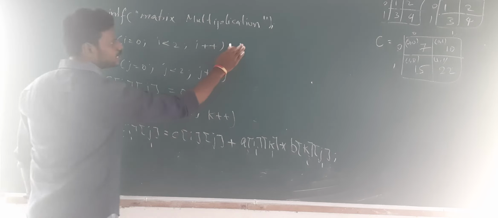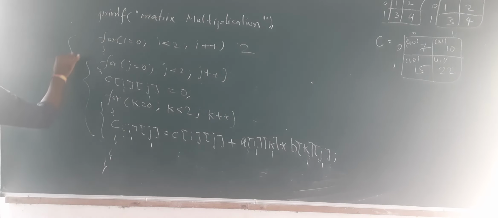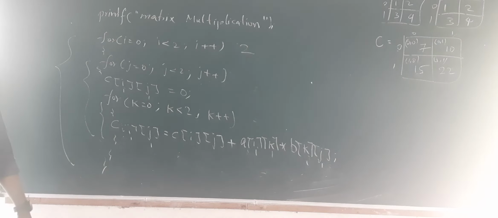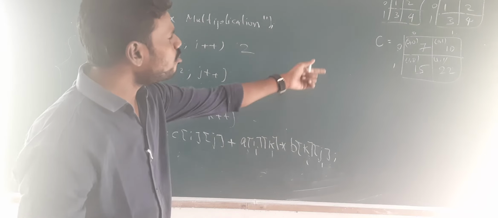Now, again, I will be trying to increment the value of i. I will become 2. 2 less than 2? No, it is not. I will come out from the entire for loops. I hope it is clear. Correct. Now we have done the multiplication.